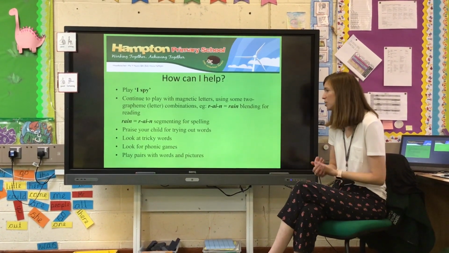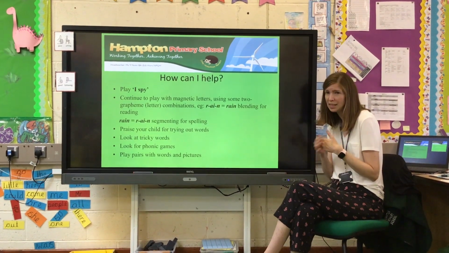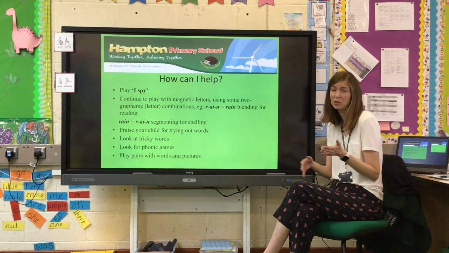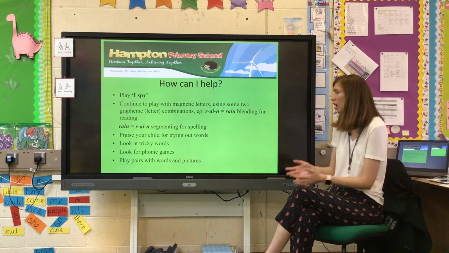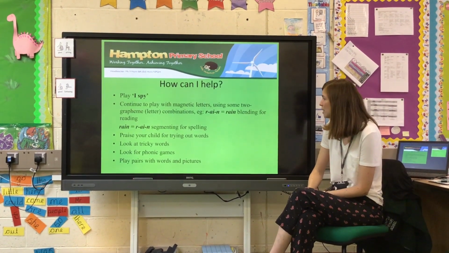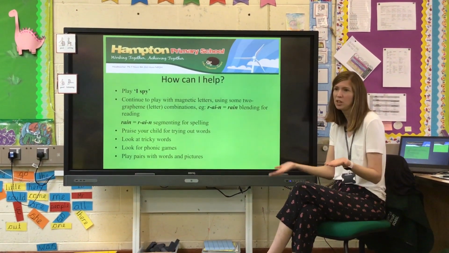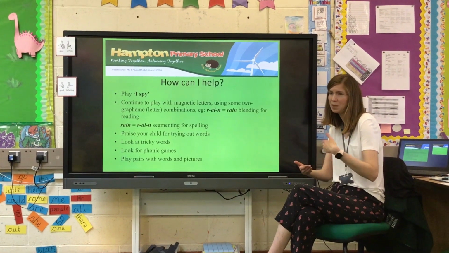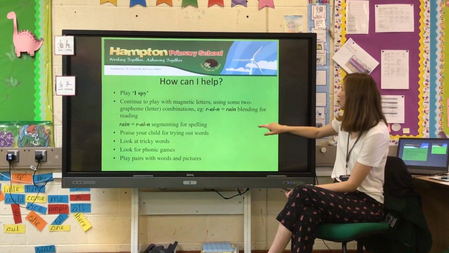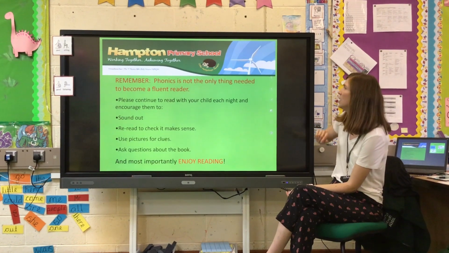Look for phonics games. There's lots of phonics games online, on the internet, or there's lots of phonics games you can get at the supermarket, or you can even make your own. And also play in pairs with words and pictures. Can they match the word cat? Can they read the word cat and match it to the picture cat? All those sorts of things you can be doing at home.